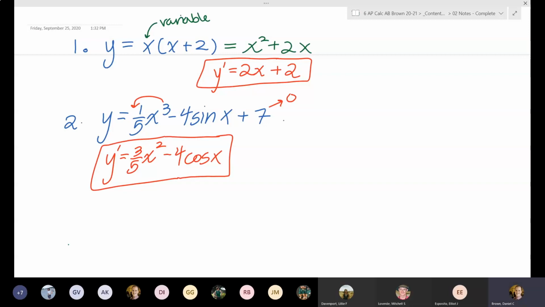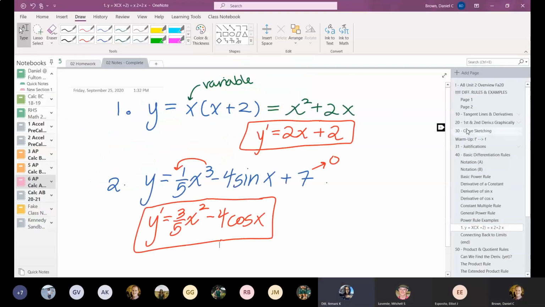So that is where I'm stopping notes. At this point, does anyone have any questions on how we can begin finding the derivative algebraically? Yes, Armani. In that first one, how did you get to the y prime again? I kind of missed that.